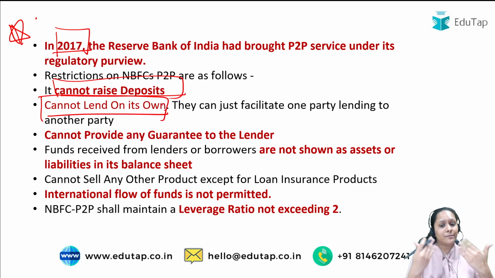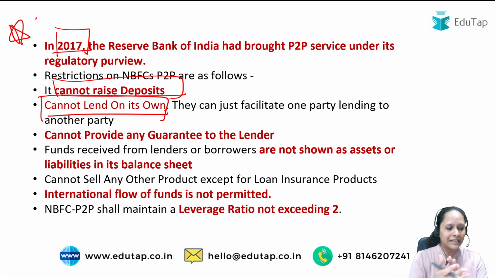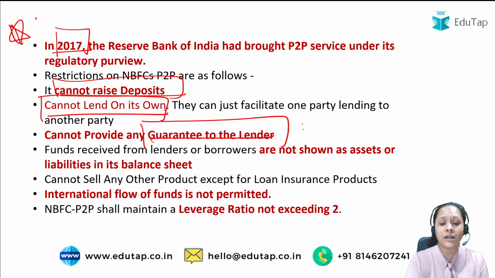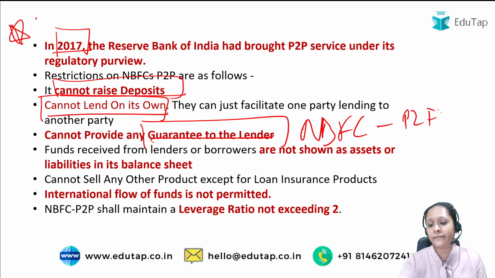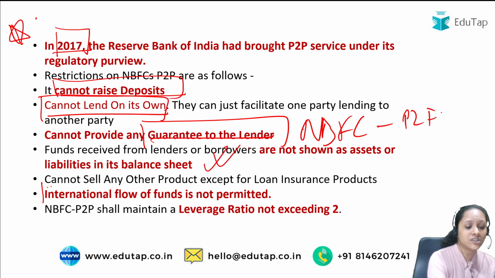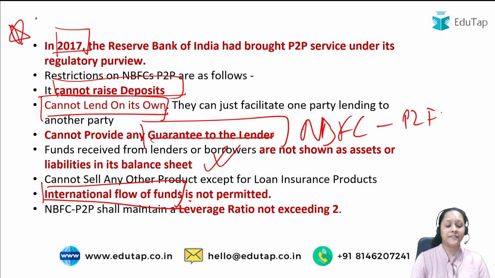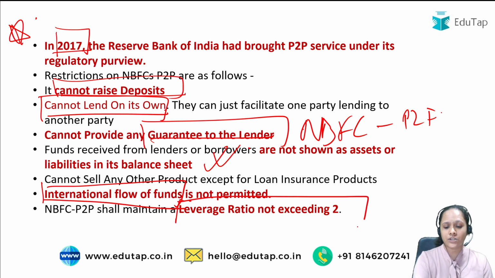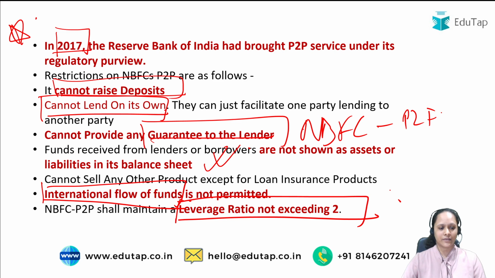मतलब वो पैसा उधार पे नहीं दे सकते. They can just facilitate the lending activity between two parties. Second, they cannot provide guarantee. अगर एक बंदा किसी lender से पैसा ले रहा है, तो NBFC P2P cannot provide them with guarantee. ठीक है? And as I said, they are not shown in the balance sheet. They cannot accept any international flow of funds and they need to maintain a leverage ratio not exceeding 2.